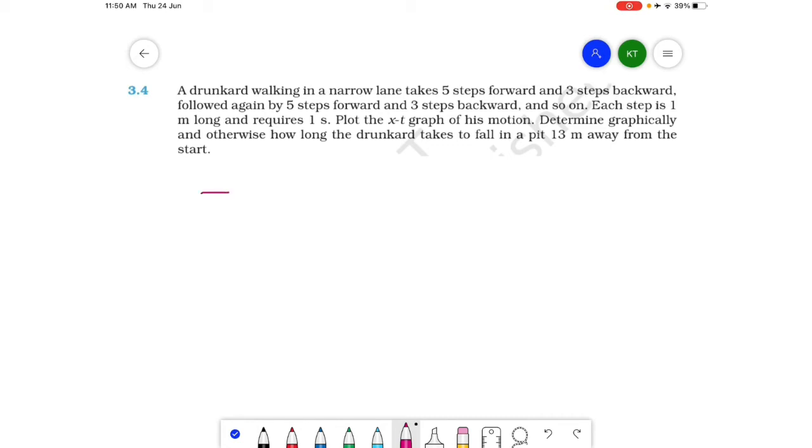So we've got a drunkard that is taking 1, 2, 3, 4, 5 steps forward, then 1, 2, 3 steps backwards. Right? So how do we solve this? Now we need to find how much the speed will be.